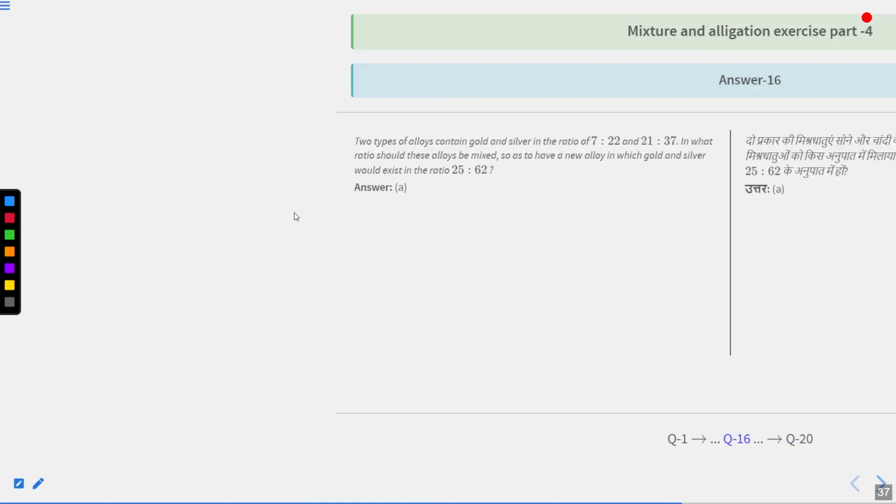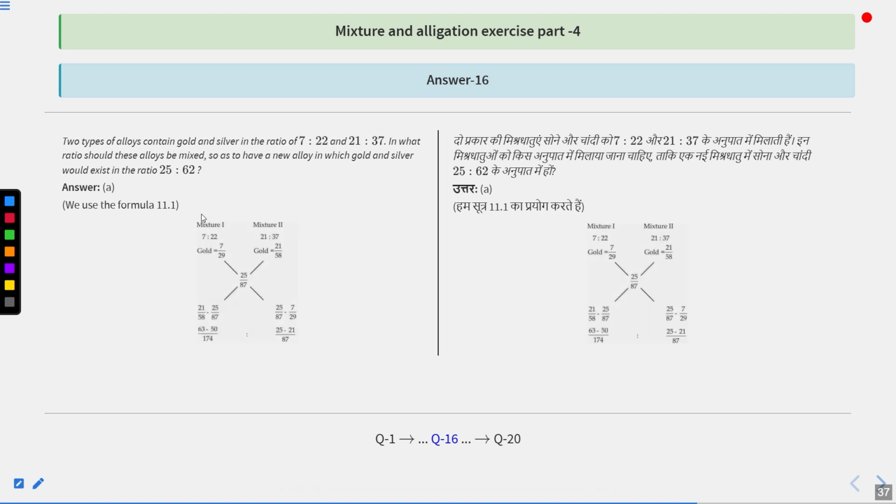Now time's up. Let's see the solution. We are using 11.1 formula. So we use alligation. So mixture 1 is 7:22. So total will be 29 unit and 7 unit is gold. In the same way, in second mixture, gold is 21 and silver 37. So it will become 58 unit and 21 unit is gold. So we can write it 21 upon 58.